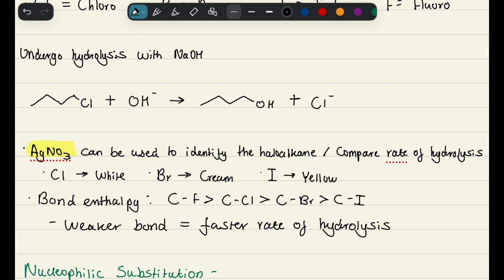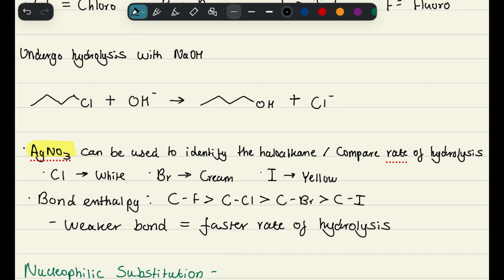So in terms of bond enthalpy, or in less specific terms, bond strength, what we're saying is the carbon-fluorine bond is the strongest, followed by the carbon-chlorine, then carbon-bromine, and then carbon-iodine. The reason for that is literally to do with the atomic radius. Fluorine has a really small atomic radius because it has only 2 shells, and because of that, it bonds more strongly to carbon.